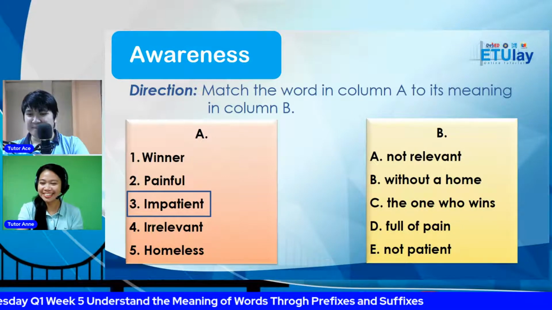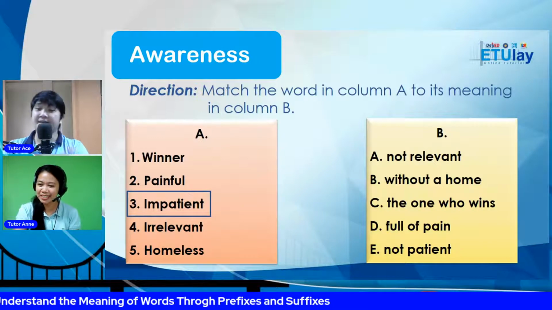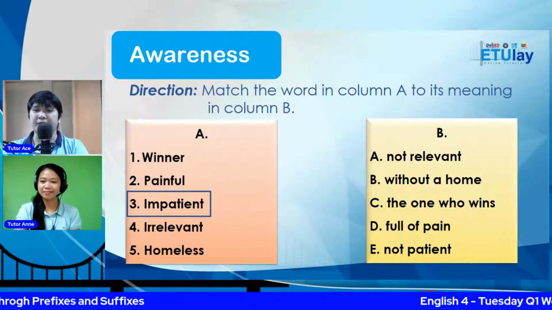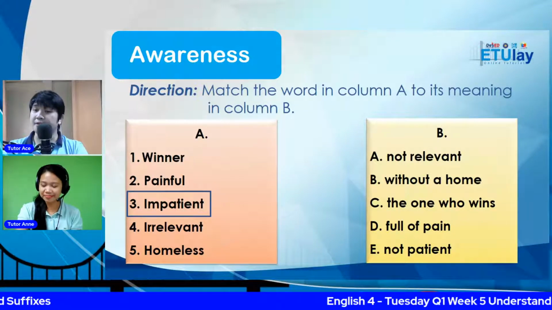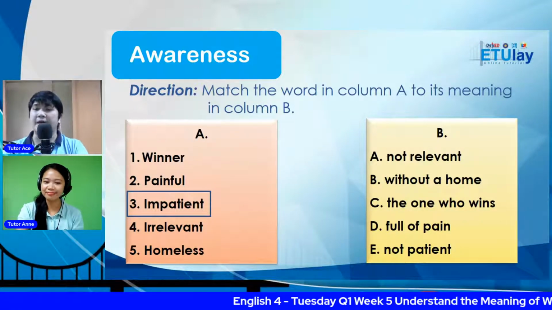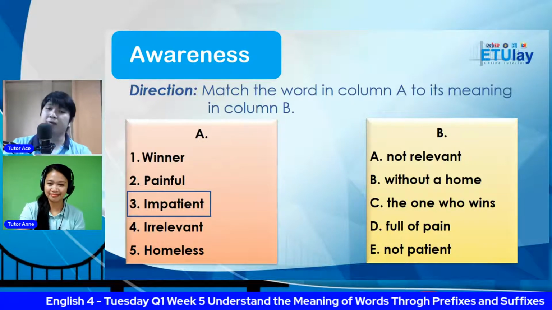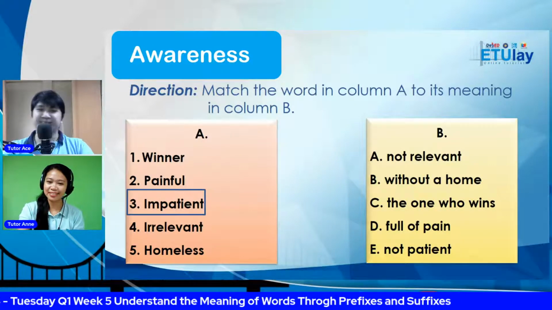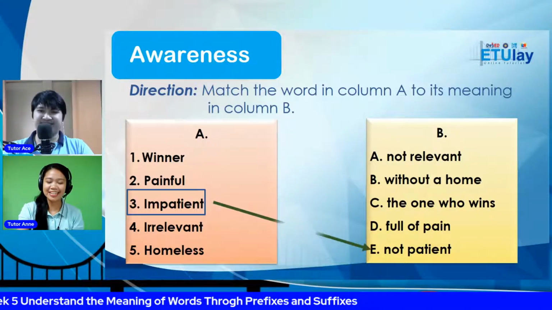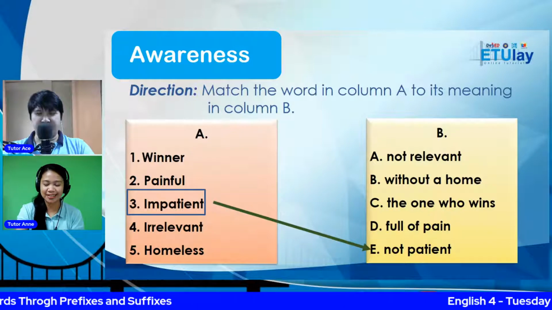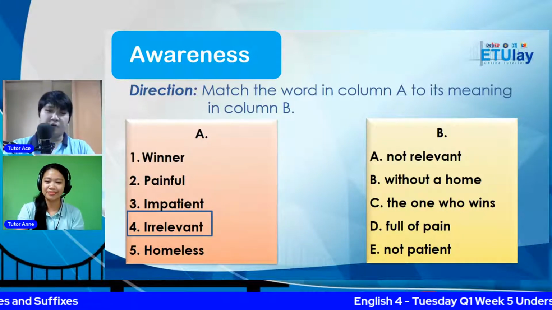Number three. What are the answers of our students? Aliyah answered letter E. Adriel also answered letter E. Almost everyone in the comment section answered letter E. We also have Jasmine answering letter E. So, Tutor Ace, what is the correct answer for number three? Let's find out. Is it letter E? Definitely, Tutor Ace, it's letter E, not patient. Correct.